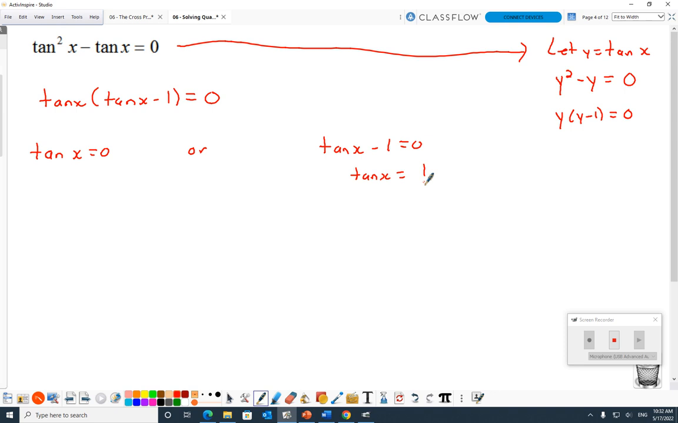Which one's easier? I'm not sure which one you think is easier. We'll do the easier one first. Okay. You like the 0 first. Interesting. When does tan x equal 0? How am I going to find out when tan x equals 0? That's supposed to be an easy one. The graph.